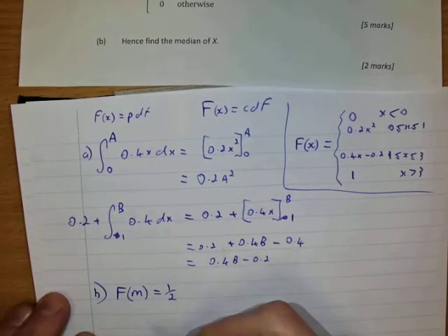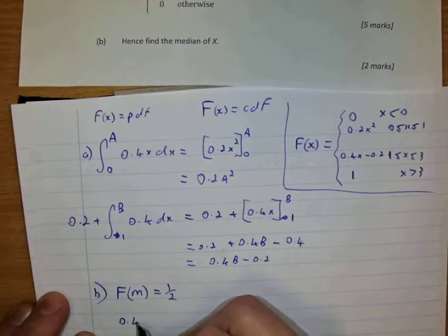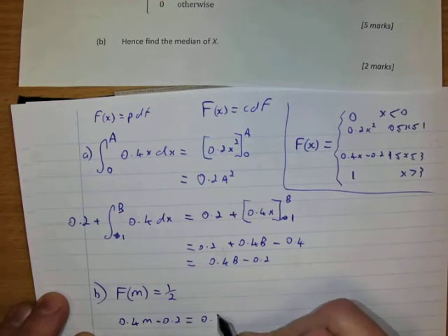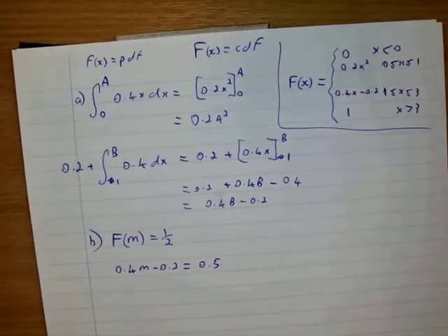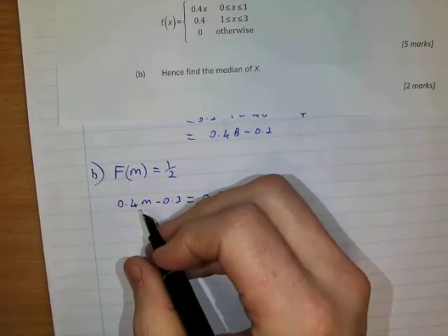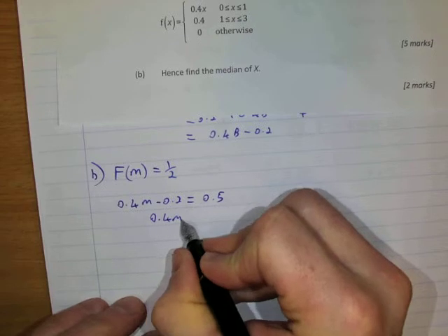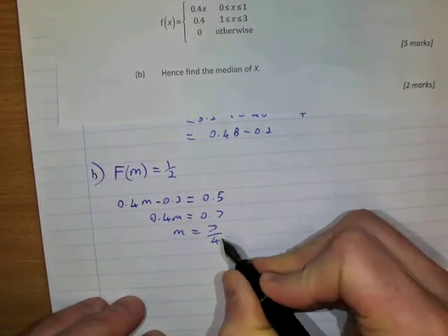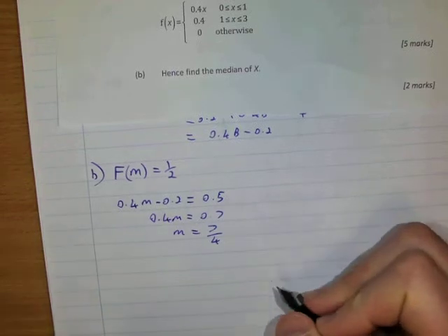So we want 0.4m minus 0.2 to equal a half. Move the question out of the way. So hopefully we can then see that 0.4m is 0.7. So m is 7 over 4, and that's our median.